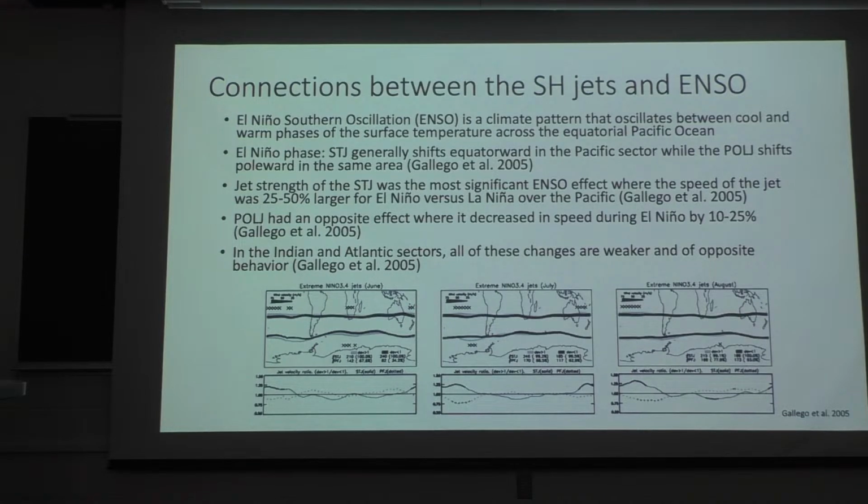The jet strength of the southern tropical jet was the most significant ENSO effect, with the speed of the jet 25 to 50% larger in El Nino versus La Nina over the Pacific. The polar jet had the opposite effect, where it decreased in speed during El Nino by 10 to 25%. In the Indian and Atlantic sectors, all of the changes are weaker and opposite in behavior. And though these are all true, they are weaker than the SAM connections.